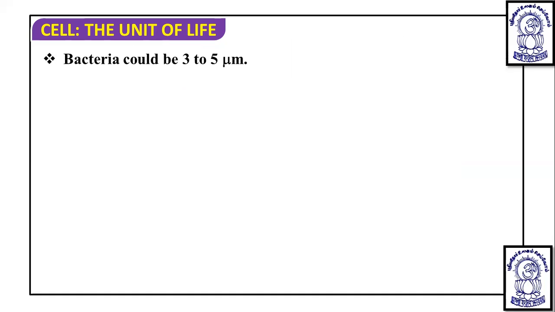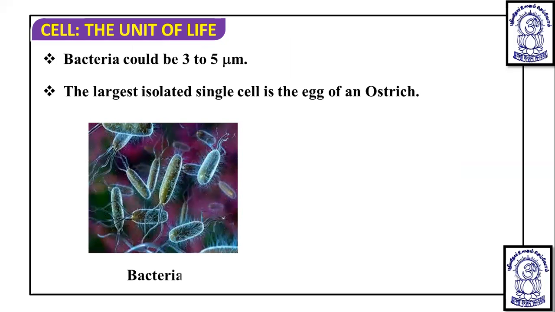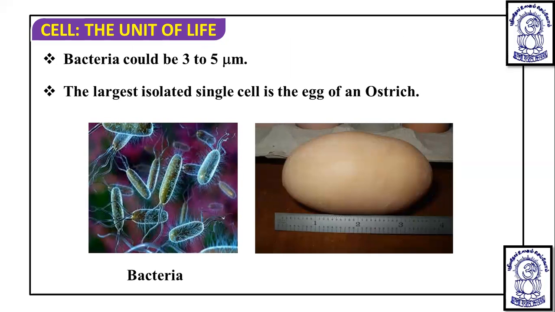If we see the bacteria, the size of bacteria is generally 3 to 5 micrometer, but the isolated largest single cell is found in the egg of ostrich, and the egg of ostrich, you will see, is somewhat 3 to 5 inches long. Okay, so it is this much long, can be seen.